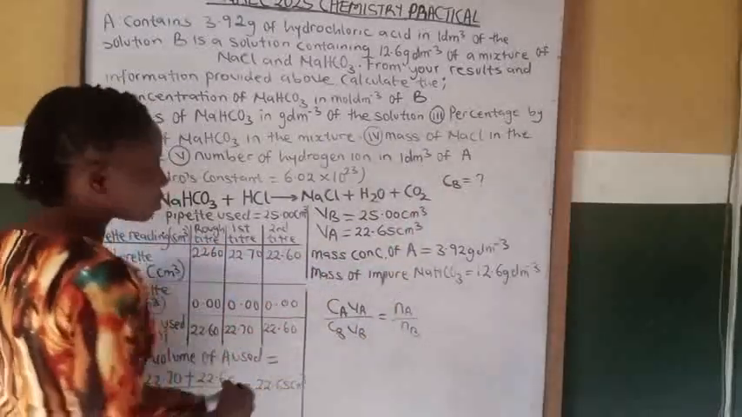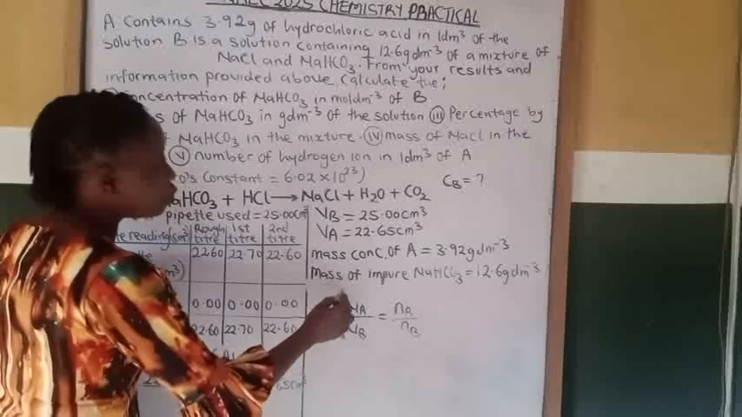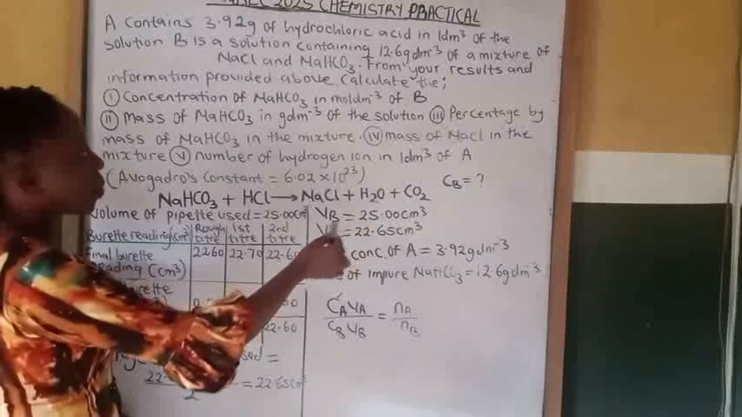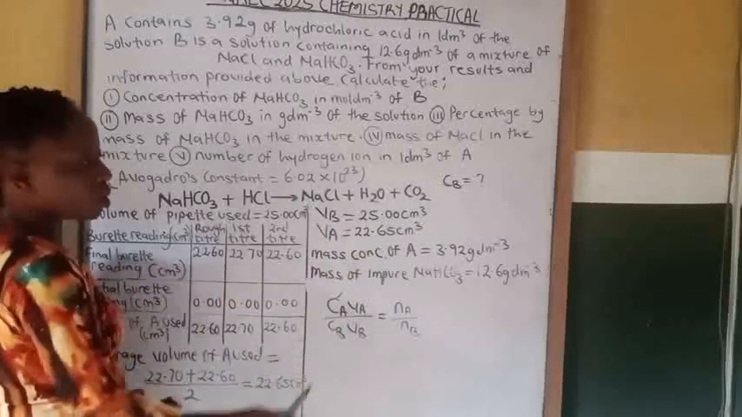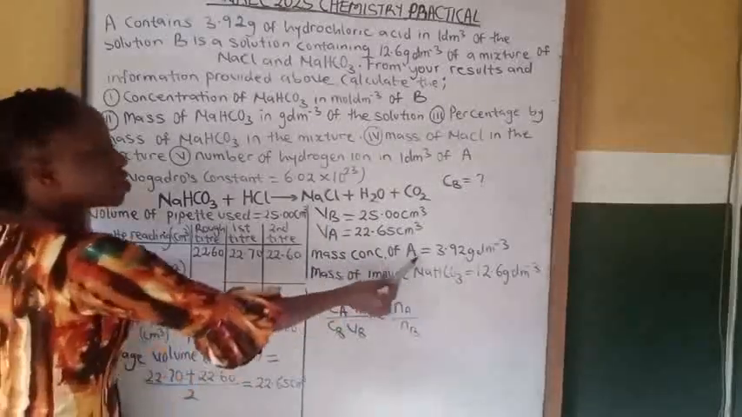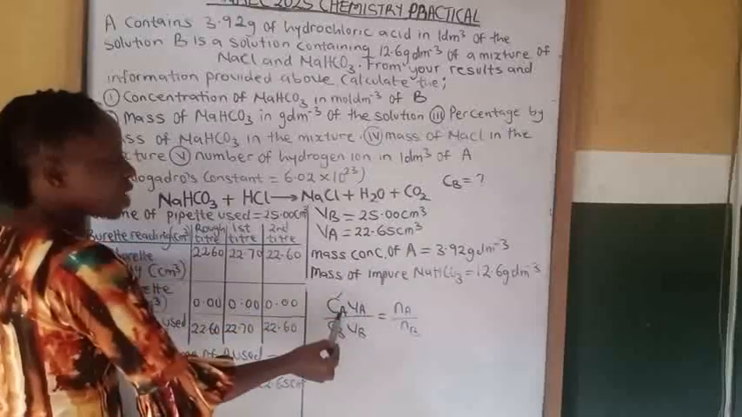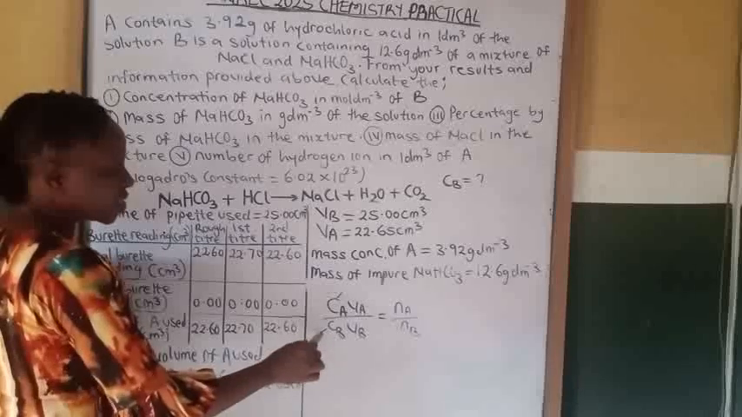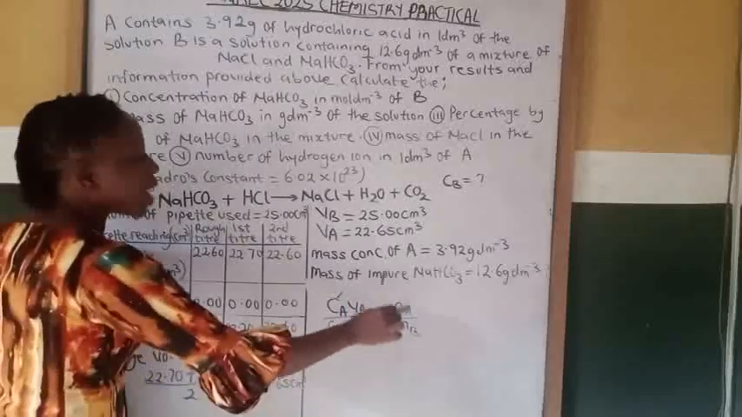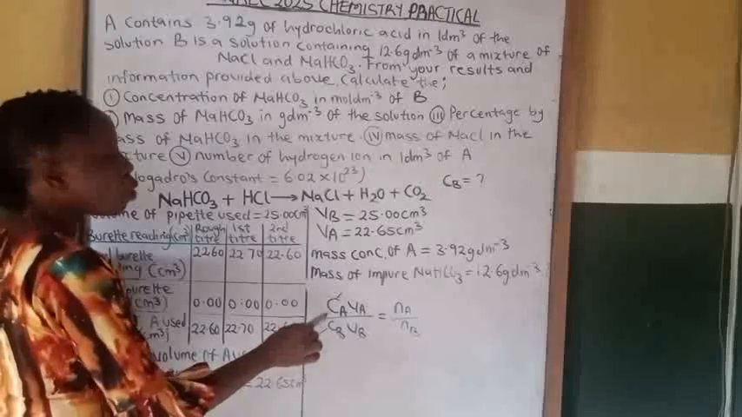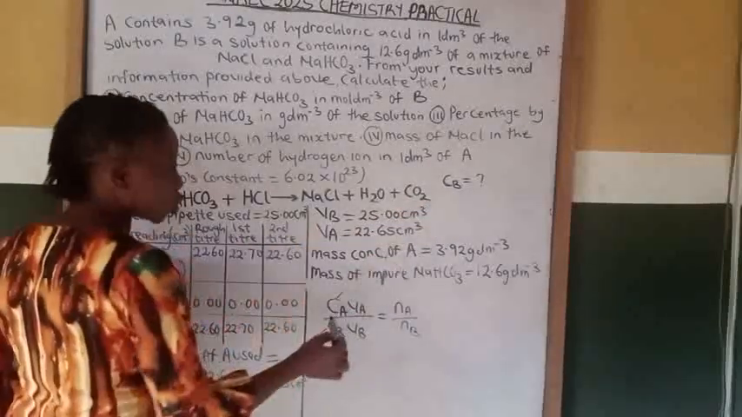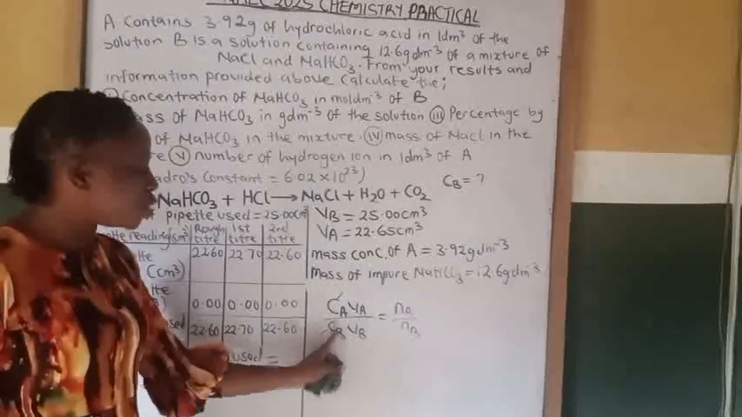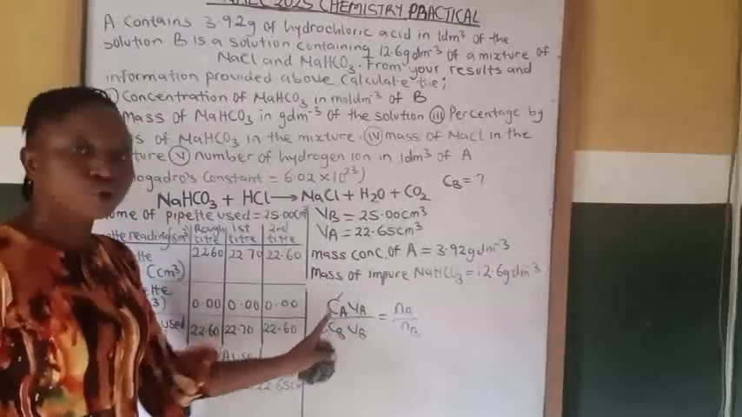Now, I'm looking for Cb. Cb is my unknown. Do we have the molar concentration of acid from our parameters written out? No. We have only mass concentration of acid. So there is no molar concentration of acid, and at the same time we are looking for the molar concentration of base. So this formula will not work first, because we have two unknowns. Since we are looking for Cb, we have to look for Ca.